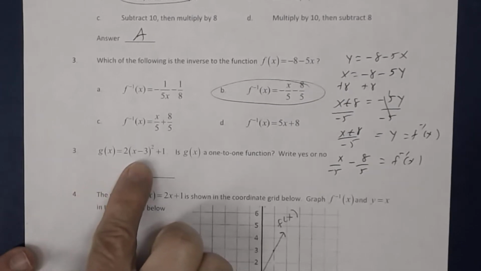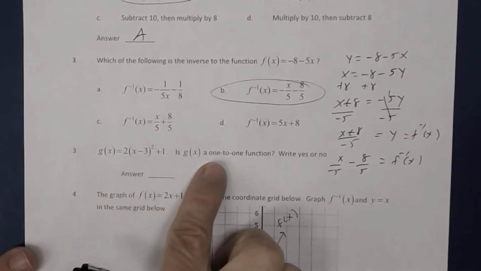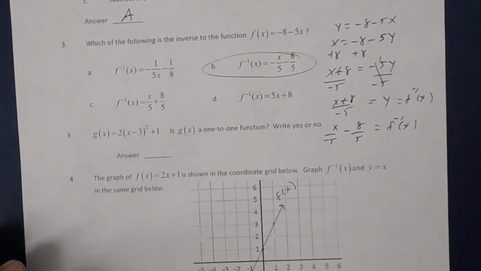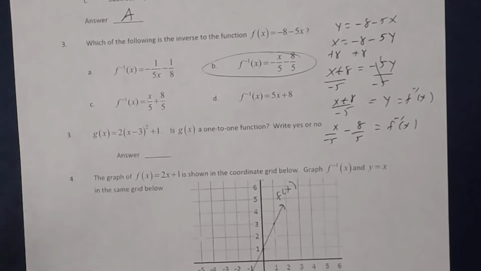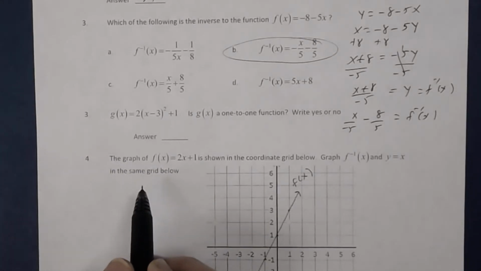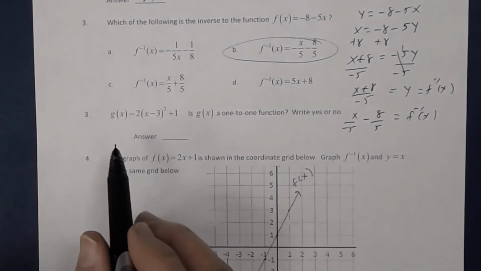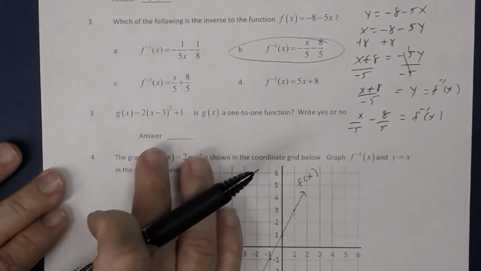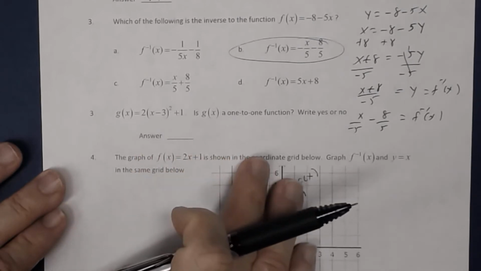All right, now 3. g of x is this function. Is g of x a one-to-one function, yes or no? All right, all you have to remember about this is the definition of a one-to-one function. So remember, the definition of a one-to-one function says basically this. Now remember what a function is. A function says for each x coordinate, there's only one y coordinate.